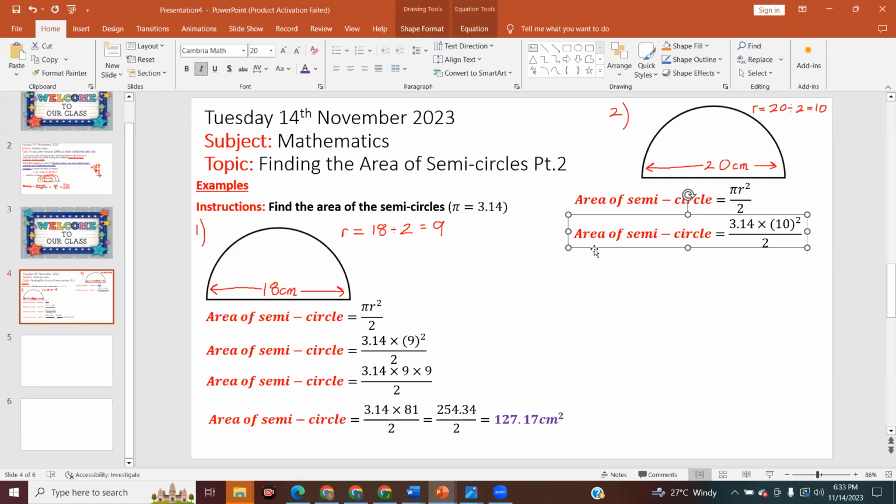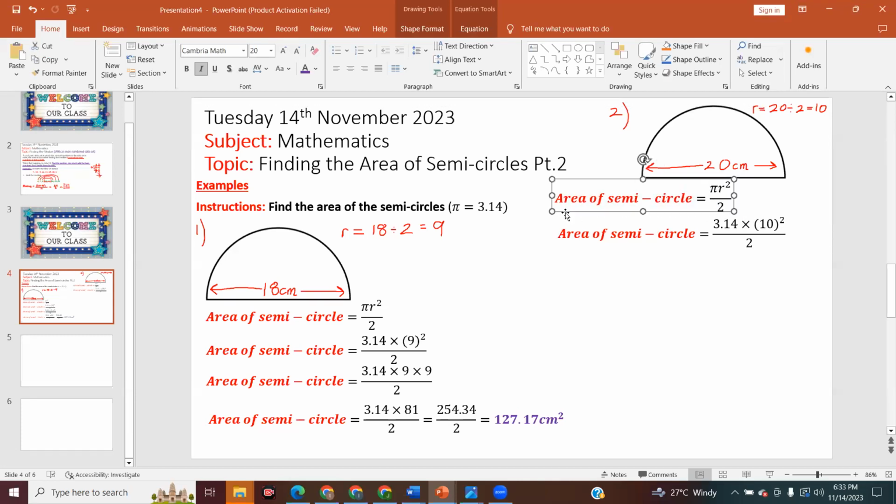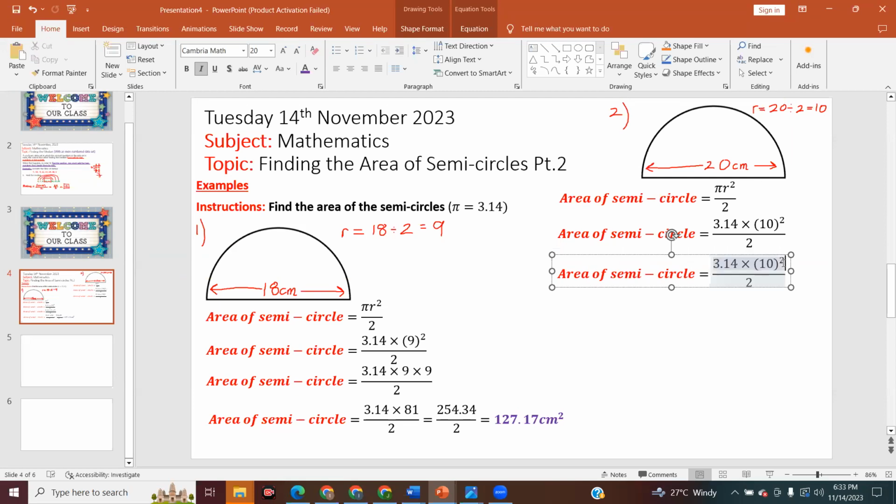And so what we have to do is multiply 10 by 10. By the way, if you have the answer for this question already, please put your answer inside the chat for me, please. So the radius is going to be what? 10, but then it's 10 squared.